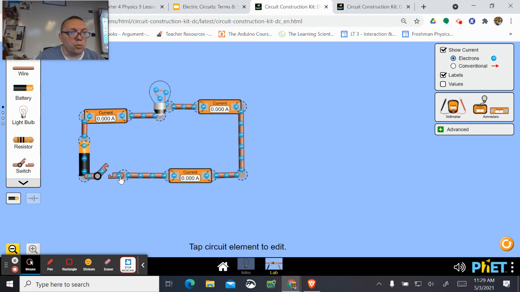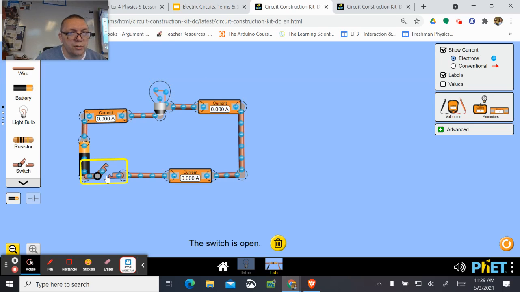And here, we don't have any splits. So this is all a single path. Everything here is what we call connected in series. There's a wire. After the wire, it has to go through the ammeter. After the ammeter, it has to go through the wire. After the wire, it has to go through the bulb. After the bulb, there are no splits, when the switch is closed.